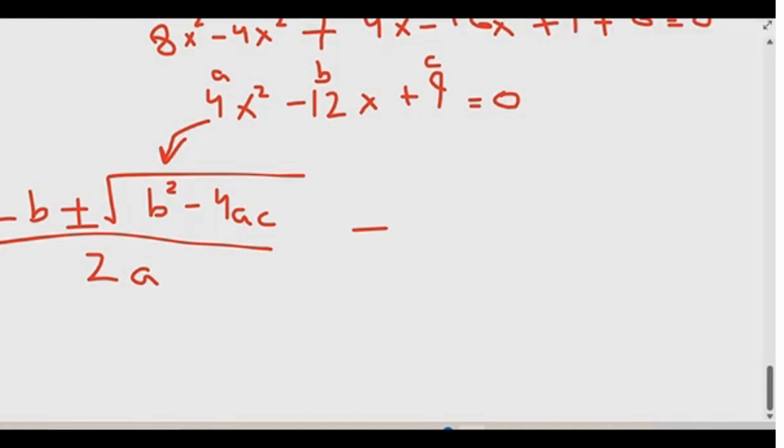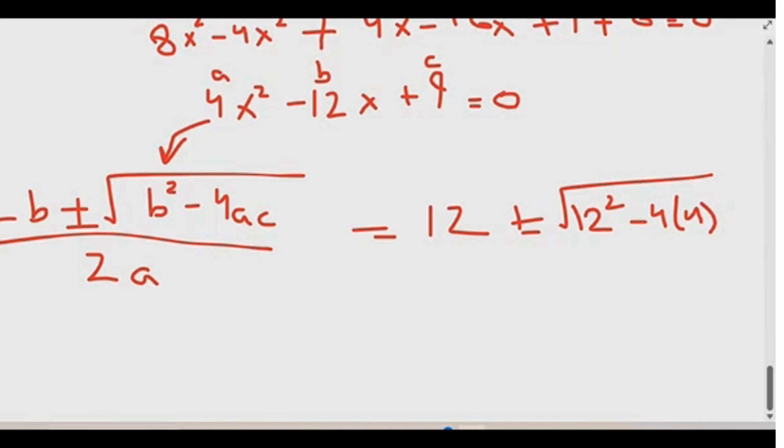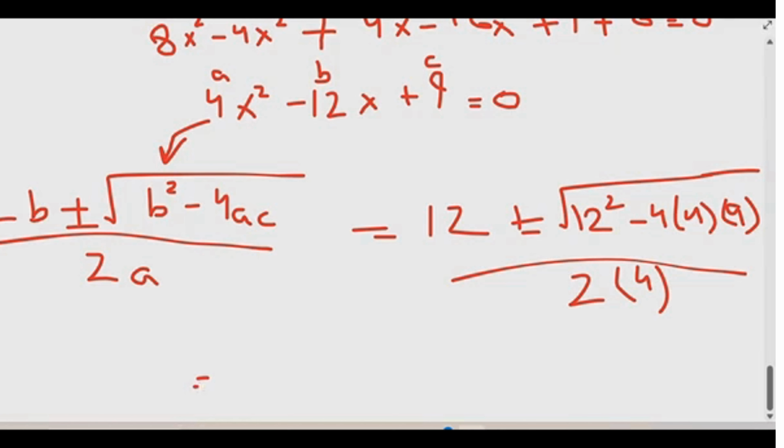So we would put in the formula. So it would become 12 plus minus the square root of 12 squared minus 4 times 4 times 9. And in the bottom, we have 2 times 4. So it will be 12 plus minus the square root of 12 squared, which is 144. 4 times 4 times 9 is 144, and 144 minus 144.